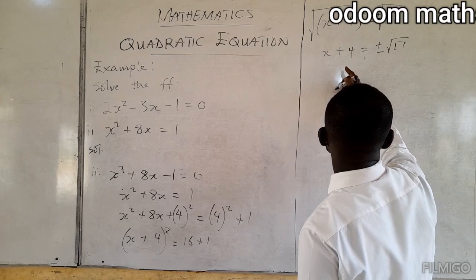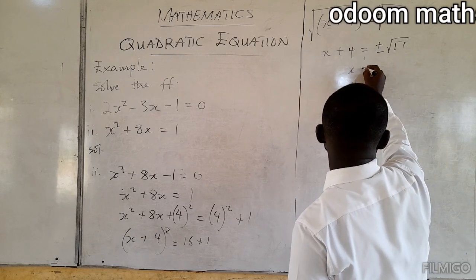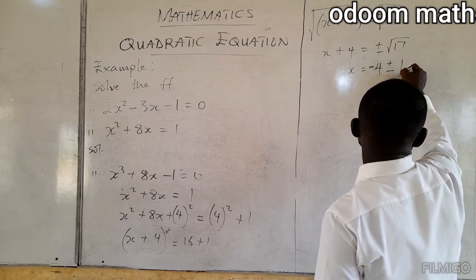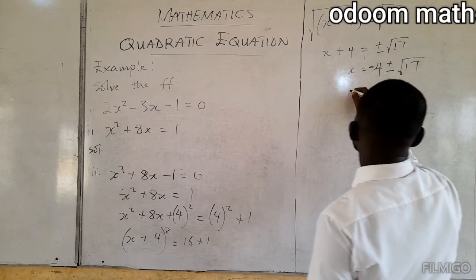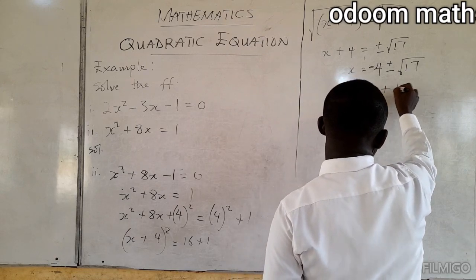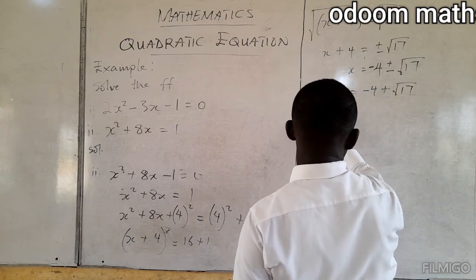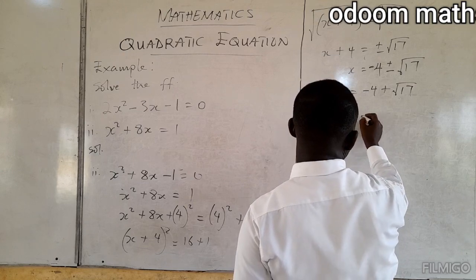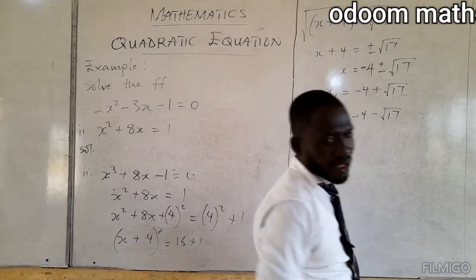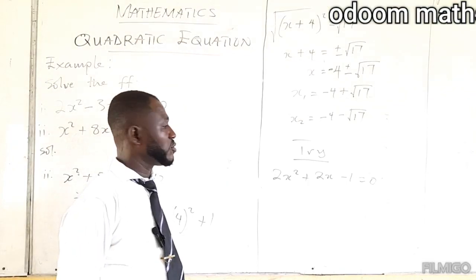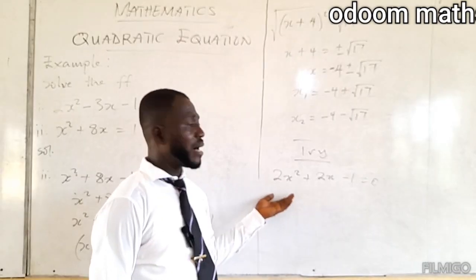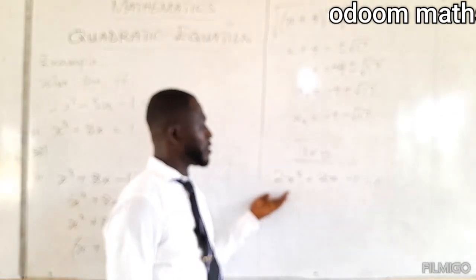Now from here I need to send this to that side. So x becomes minus 4 plus or minus square root of 17. And then the first answer for x becomes minus 4 plus root 17, and the other one becomes minus 4 minus root 17. So please, when you go, try this also. Try to look at how you can solve this by the method of completing the square.